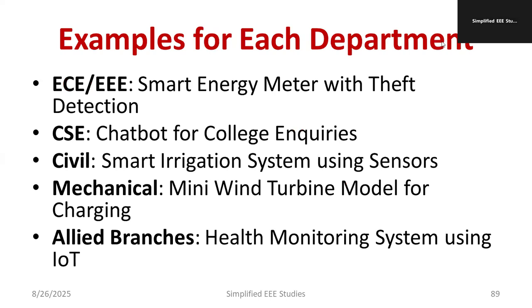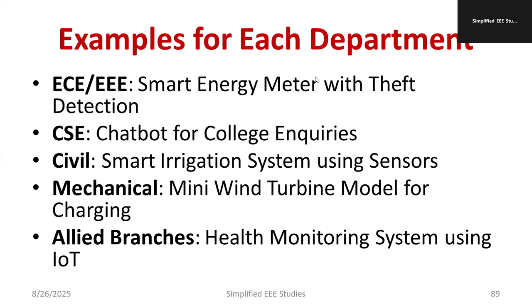Similarly, examples for each department. For ECE and EEE, a smart energy meter with theft detection. You can check out an issue of the conventional energy meter: if you stop that particular aluminum disc in the conventional energy meter, the reading will not come out. So though you consumed electricity, the bill will be zero. That is a worst practice, that is called a theft. To overcome that, you are going to develop the smart energy meter with theft detection. In case anybody tries some malpractice to stop the energy meter from operating, it will detect it automatically.